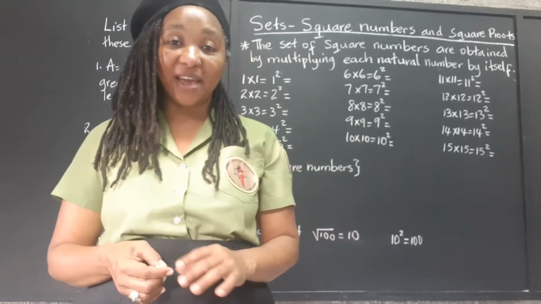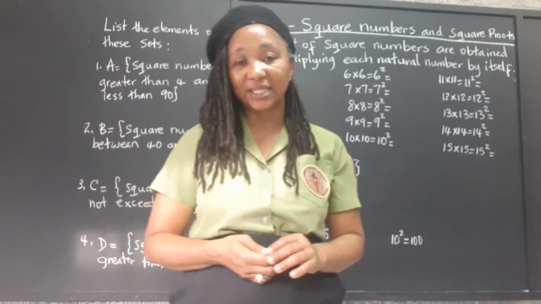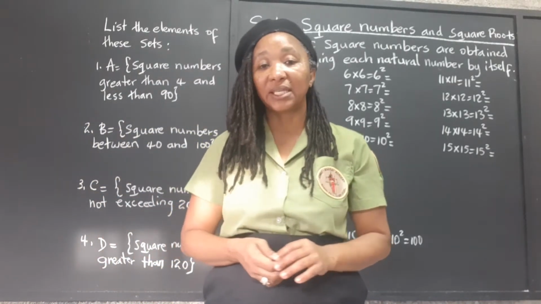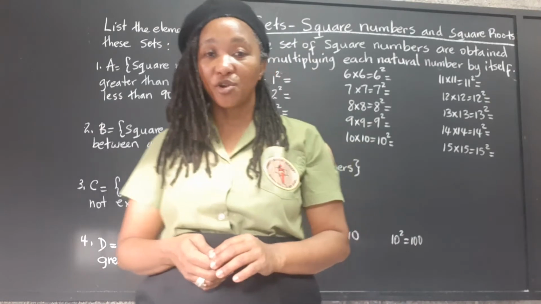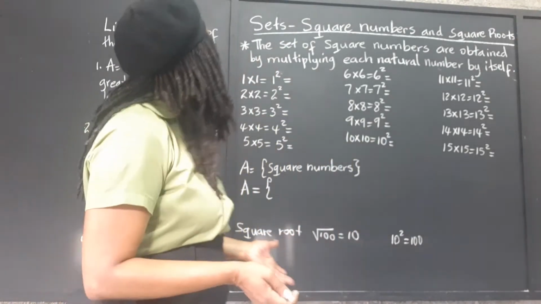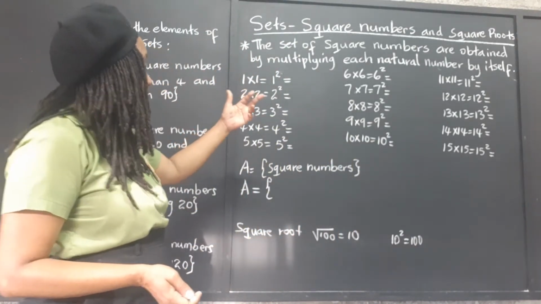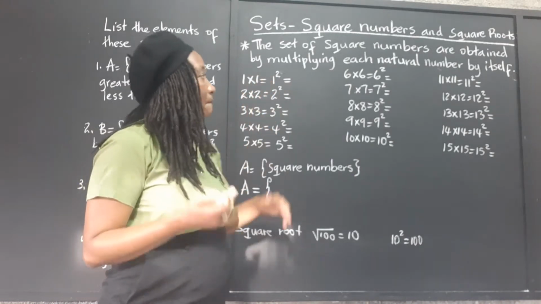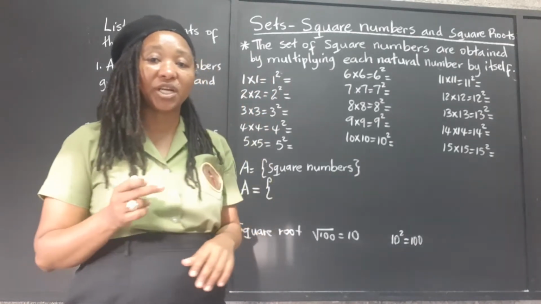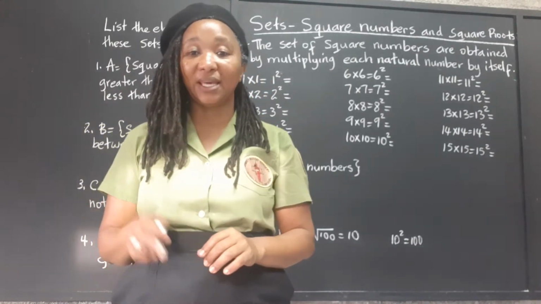So let's dive right into the lesson today. We are looking at the set of square numbers. What is a square number? The set of square numbers are obtained by multiplying each natural number by itself.